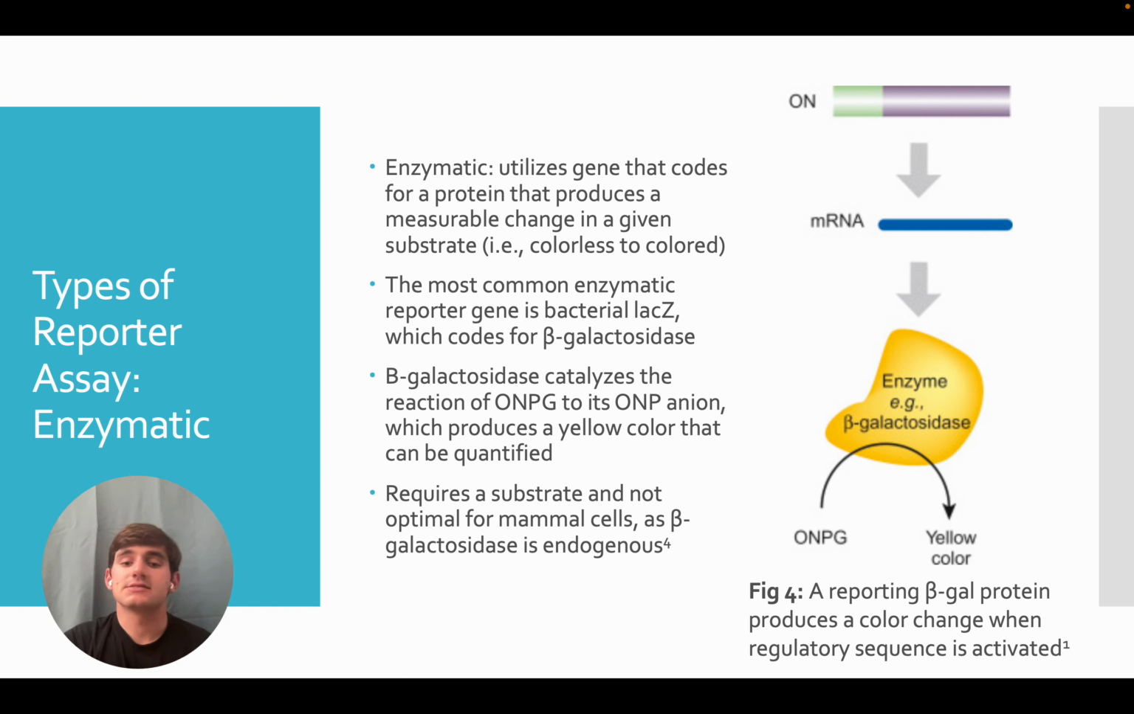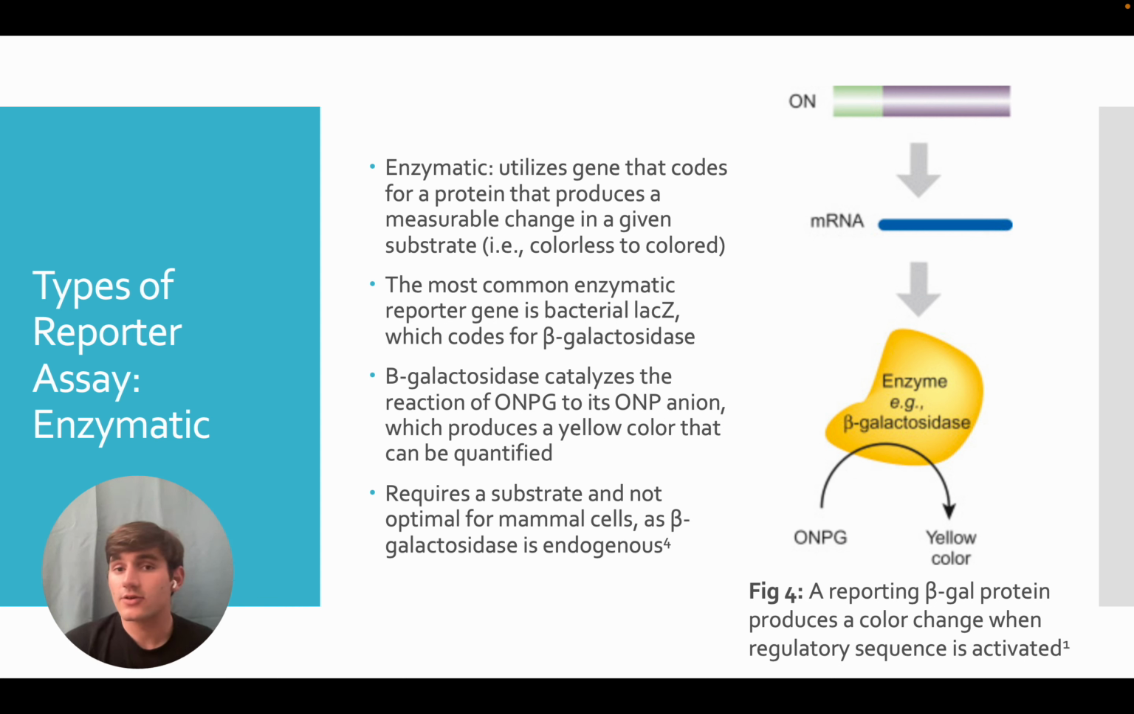Beta-galactosidase catalyzes many reactions and acts on many substrates, but the main one used in reporter assays is the reaction of ONPG. Beta-galactosidase reduces ONPG to its ONP anion, which has a bright yellow color that can be measured via absorbance spectroscopy or other spectroscopy methods. This measurement can be related directly back to the level of protein expression.